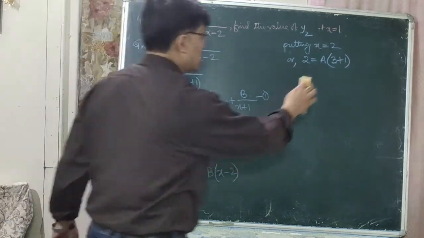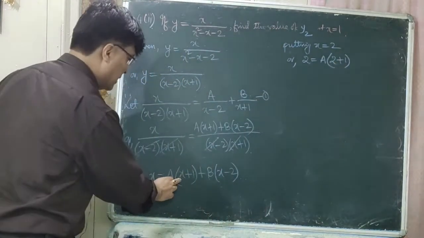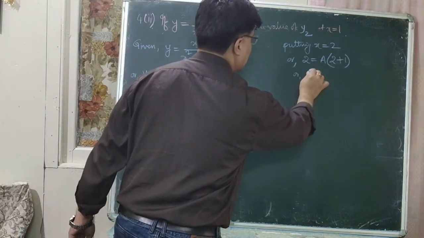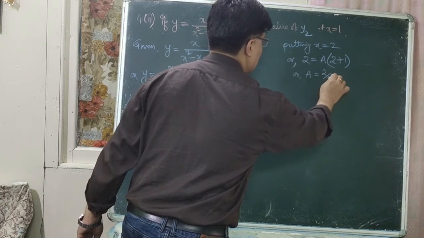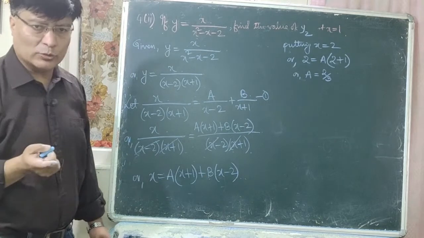Oh sorry, this is 2 plus 1, not 3. This is your 2 plus 1, right? Is that clear? So what is the value for A in this case? A is equal to 2 by 3. So we have got the value for A by putting x is equal to 2.